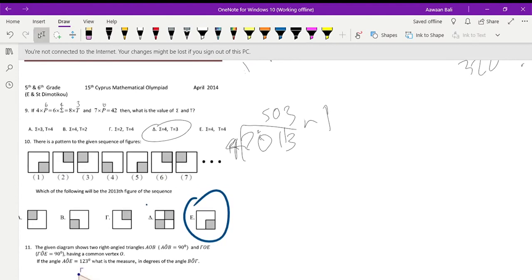So 2013 divided by 4 is 503, remainder 1, which means it's the next piece after the last one, because when we divide by 4 it will be the last one. So it's this one. We have 5 here, which means therefore the answer is eta.